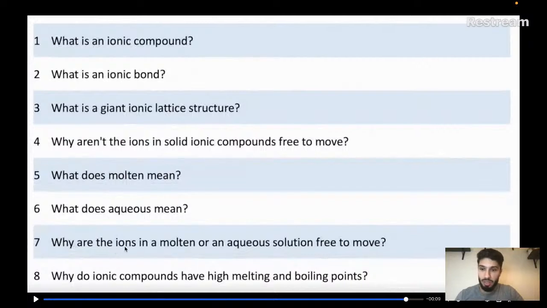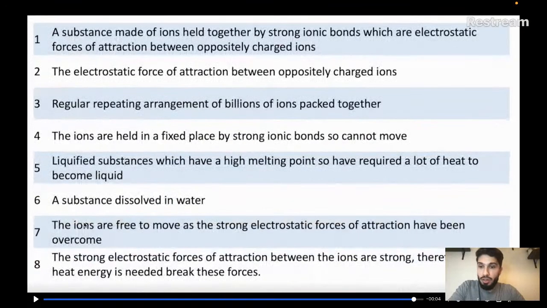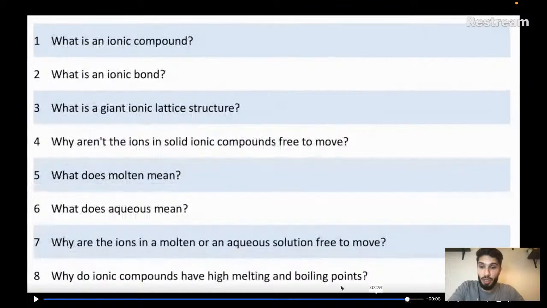Let's go to question 7. Why are the ions in a molten or an aqueous solution free to move? Well, what's happened is the ions are free to move as the strong electrostatic forces of attraction have been overcome. And this now links to question 8, which is a 3-mark exam question.